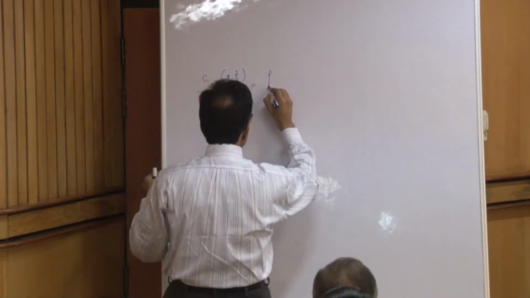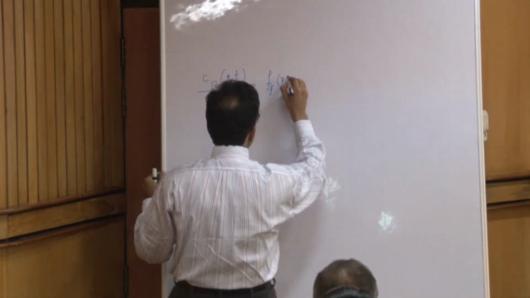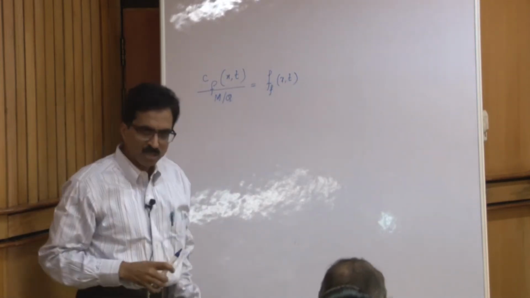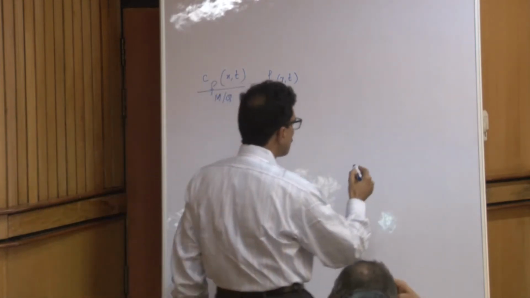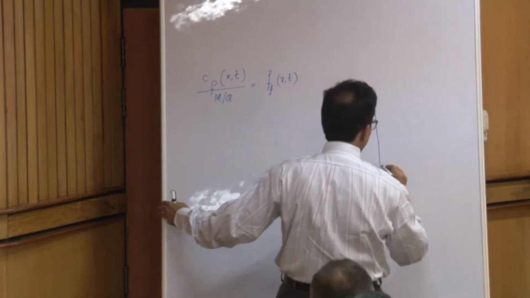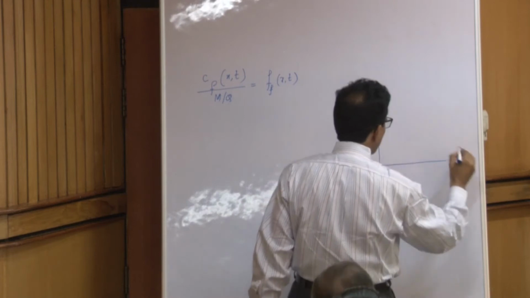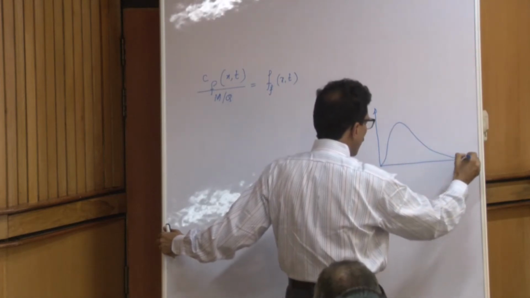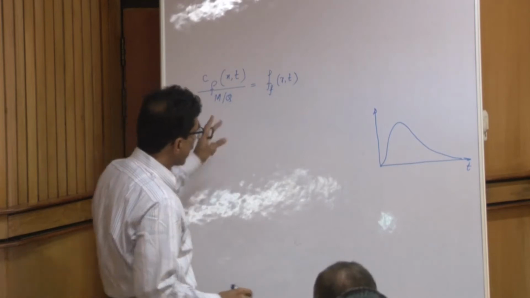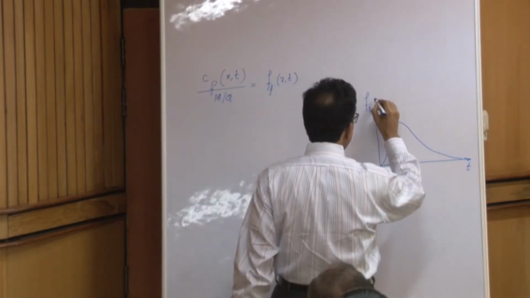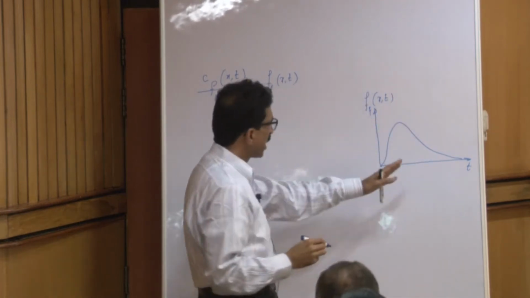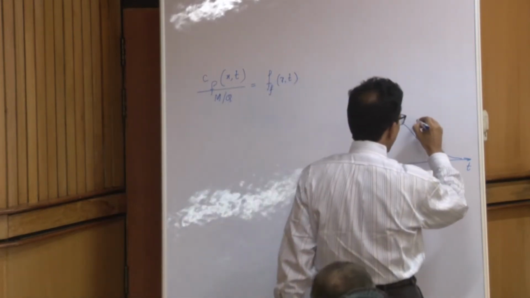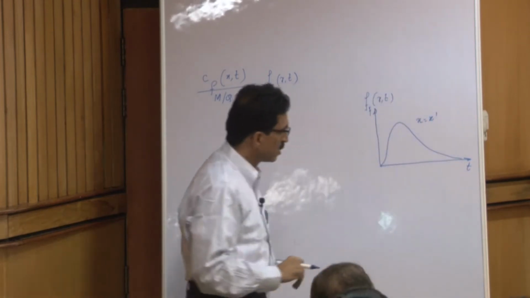So let me call this f sub f of x of t to indicate that this is based on flux concentrations. It's a probability distribution function. It talks about travel times. So let's say this is time, and this is what we get as f sub f of x comma t. So at a given location x, I'm going to get this kind of a curve. Let's do that at x equals some quantity x prime.